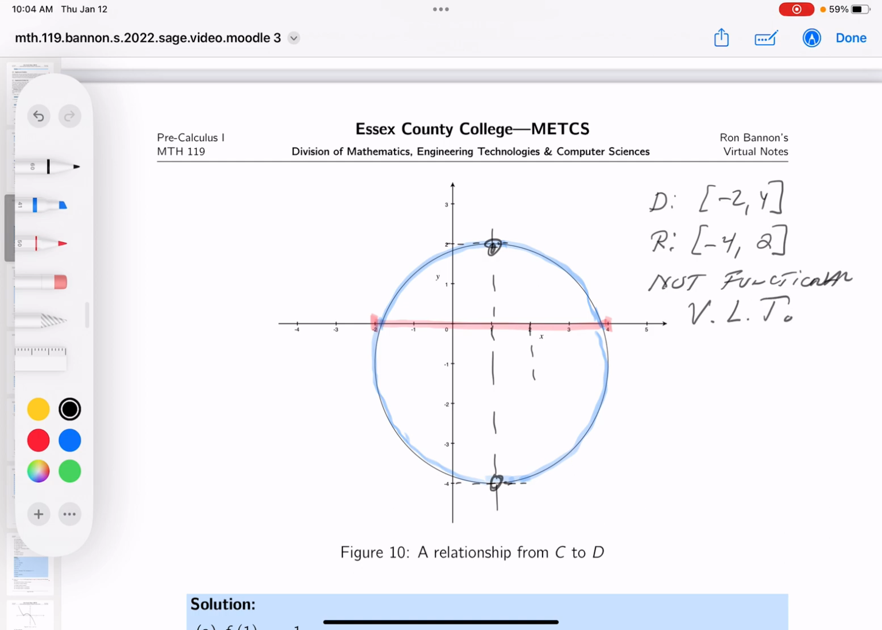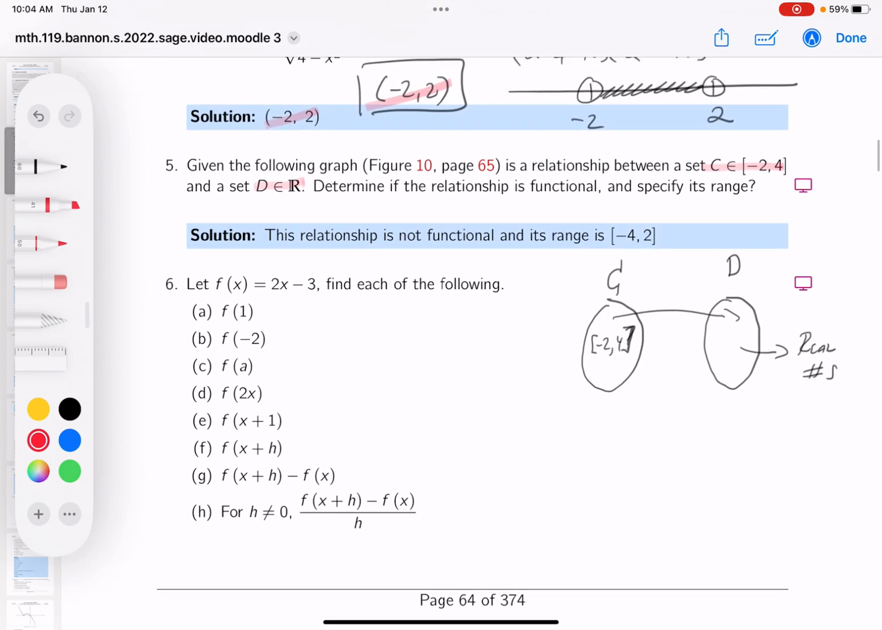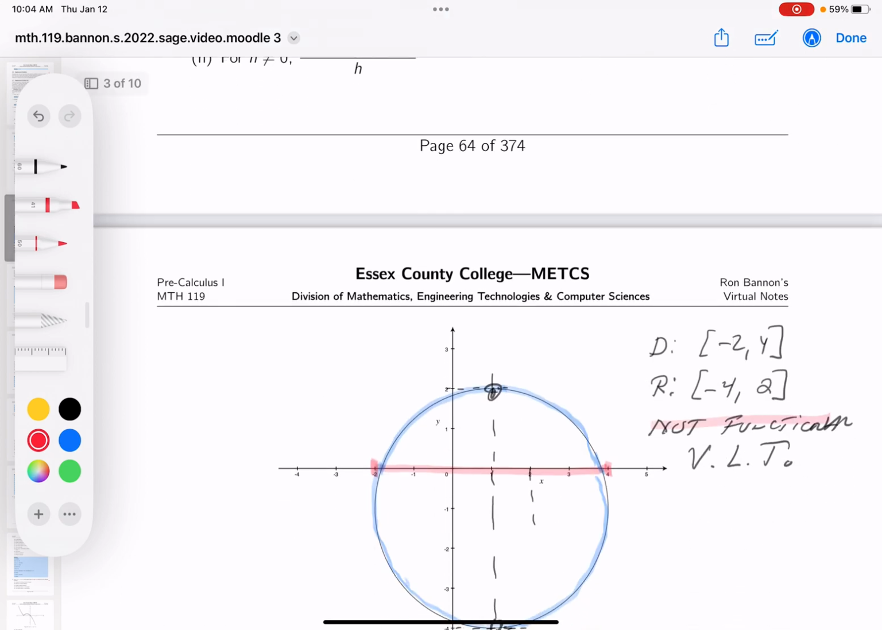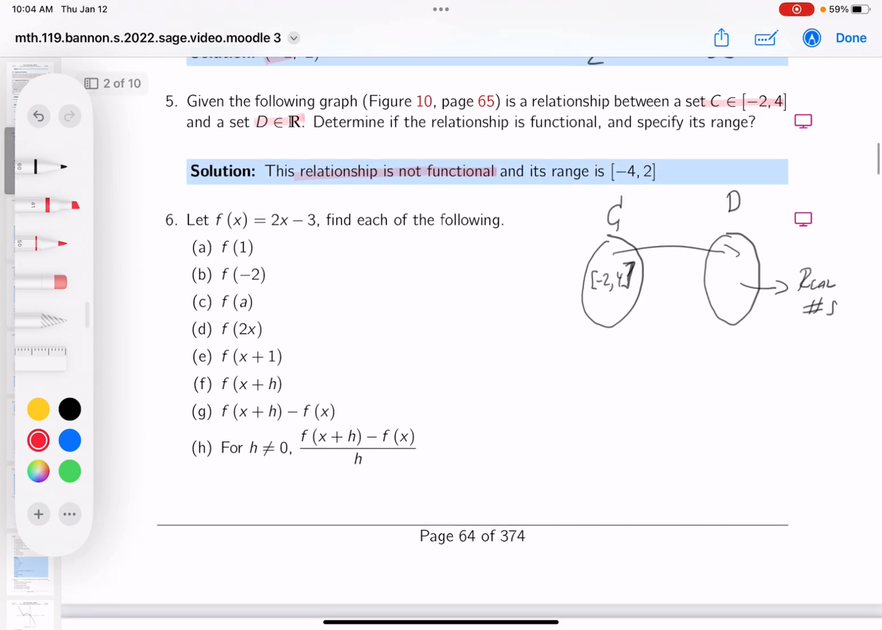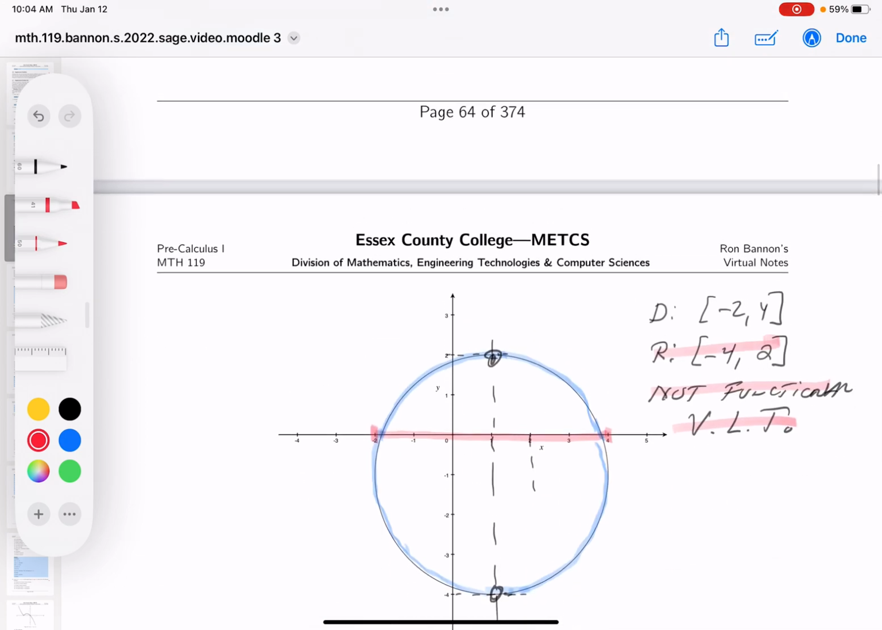It's fine to use an abbreviation. Let's look at the key and see if the key does say that. All right. So it says the relationship is not functional. I said it's not functional. I used the vertical line test. And it says its range is -4 to 2. Yeah, we're doing fine. We need to move on. Thank you.